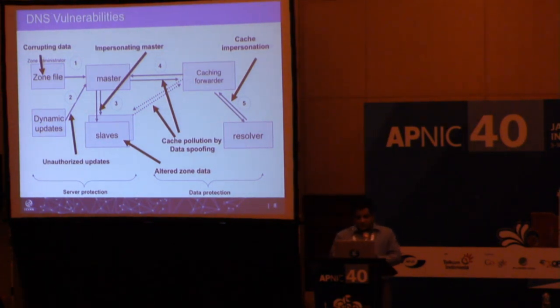So in this slide, you can see that pretty much everywhere in your DNS infrastructure, you can get attacked, right? It could be impersonation, cache impersonation. It could be cache pollution. It could be unauthorized updates. All sorts of things can happen. So this is where DNS security comes into the picture. Okay, now, we can't protect everything by one mechanism, right? We have to protect our servers, we have to protect our data, and so on, okay? So for these different purposes, we have different mechanisms.